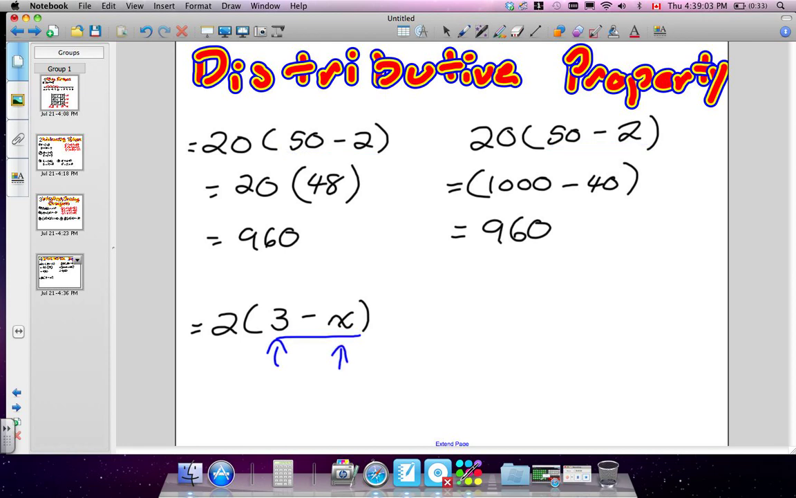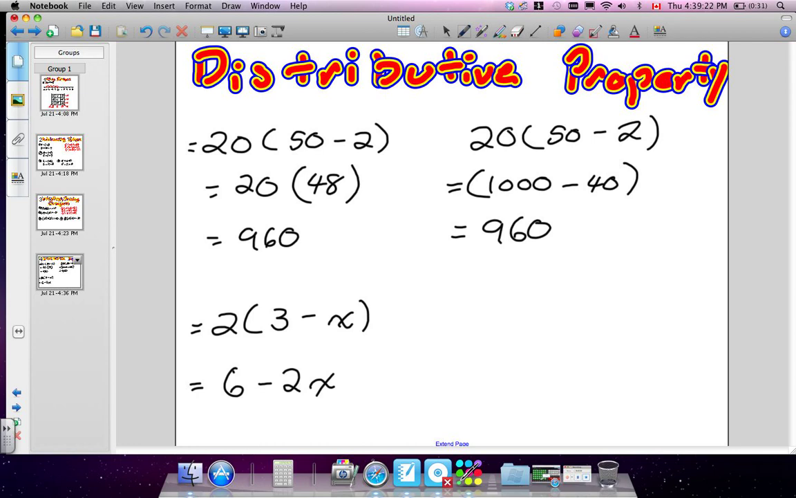You'll get into that in a bit, but the idea of distributive property is now what I'm going to do is I'm going to take the 2 and multiply it by both numbers inside. So 2 times 3 is 6. 2 times negative x is negative 2x. Okay? You just leave that number in front of the variable.